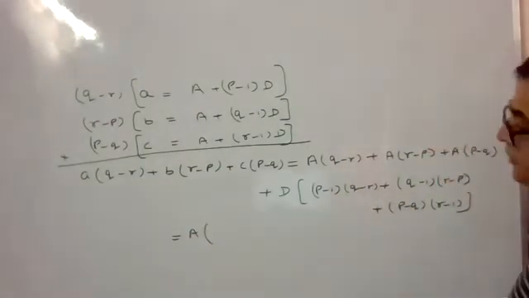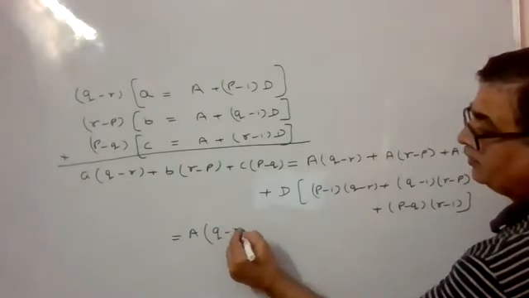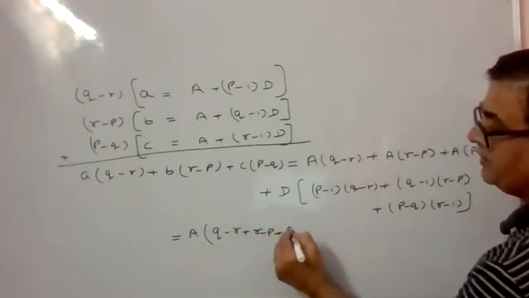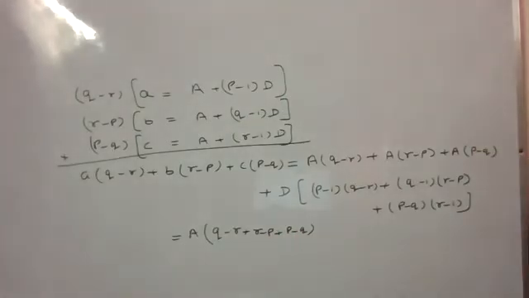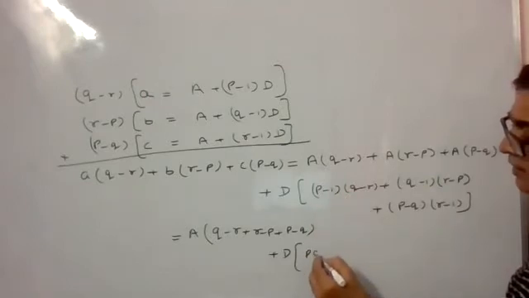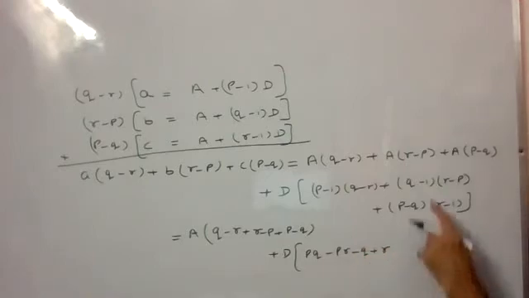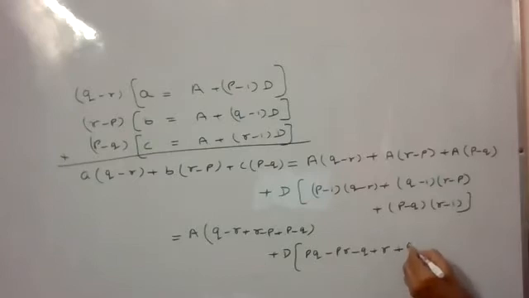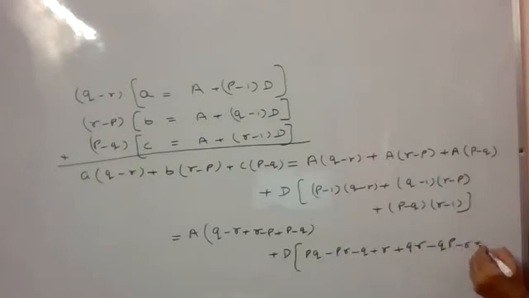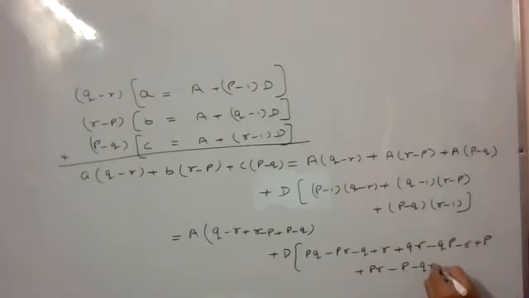In the first three terms we have a common. What is left? (q minus r) plus (r minus p) plus (p minus q). Then there will be d. What will this become? pq minus pr minus q plus r, then plus qr minus qp minus r plus p, then it comes out to be pr minus p minus qr plus q.